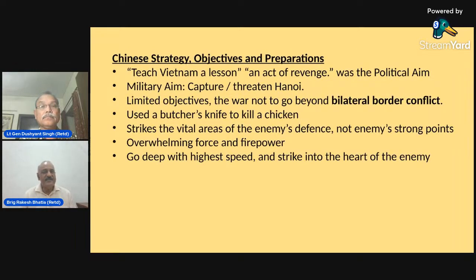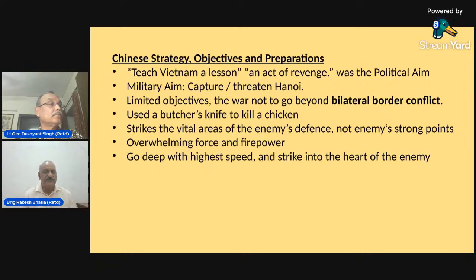Now, what was the Chinese strategic objective and how did they prepare? The political objective was to teach Vietnam a lesson, or an informal thing. You can say that it was an act of revenge. Now, this political aim was converted into a military aim because a military aim has to be specific, whereas a political aim can be a bit vague. So the military aim in this case was to capture or threaten Hanoi, the most industrialized, most populated, politically important city.